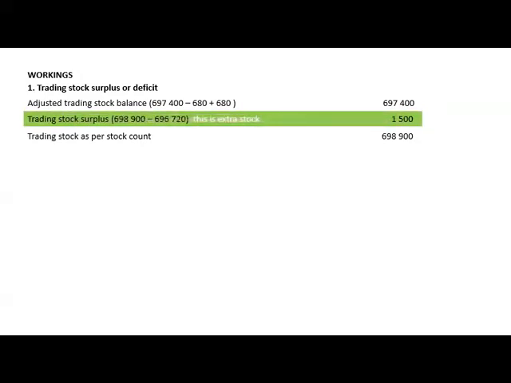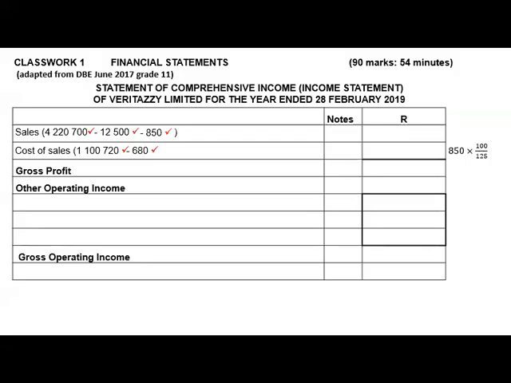If the stock counted is greater than the stock that you adjusted as per the trial balance, then you will have a surplus. If it was less, we are going to have a deficit. It means that the amount that you have adjusted of 697,400, you need to adjust it up. So adjustment up is a surplus, and a trading stock surplus will be recorded under operating income. So under operating income, I will simply put that trading stock surplus.